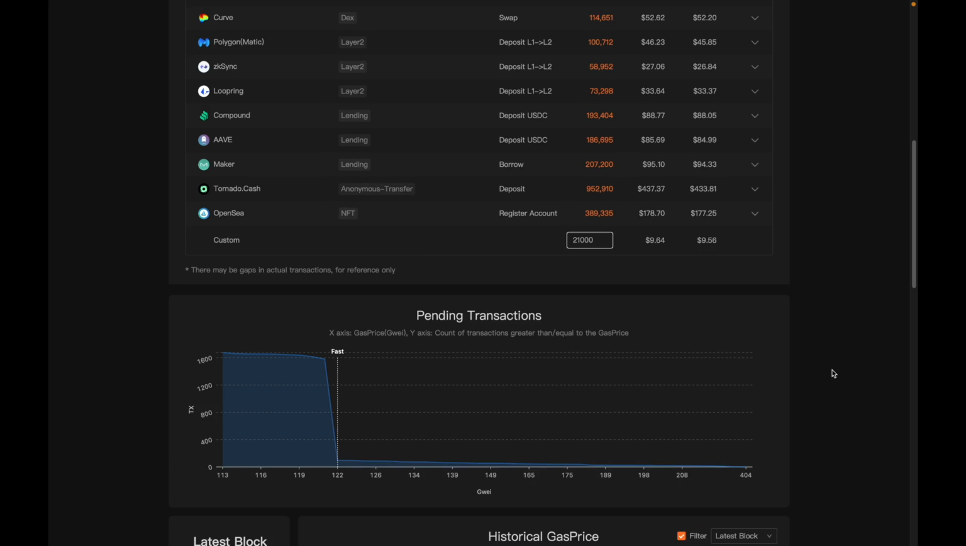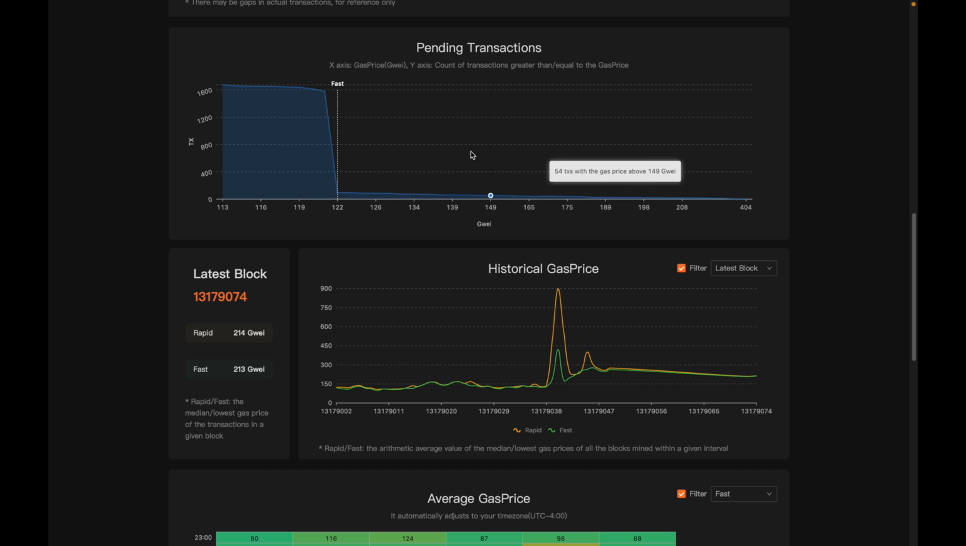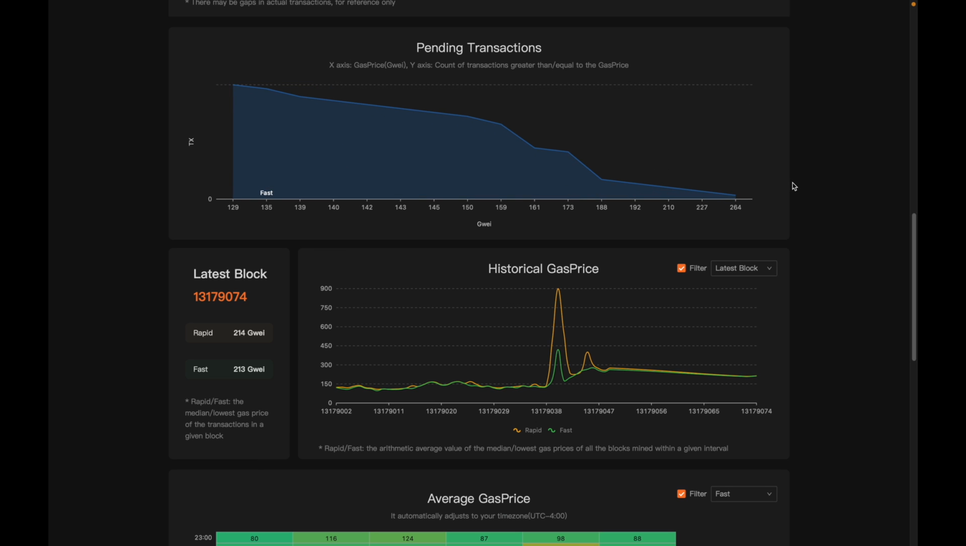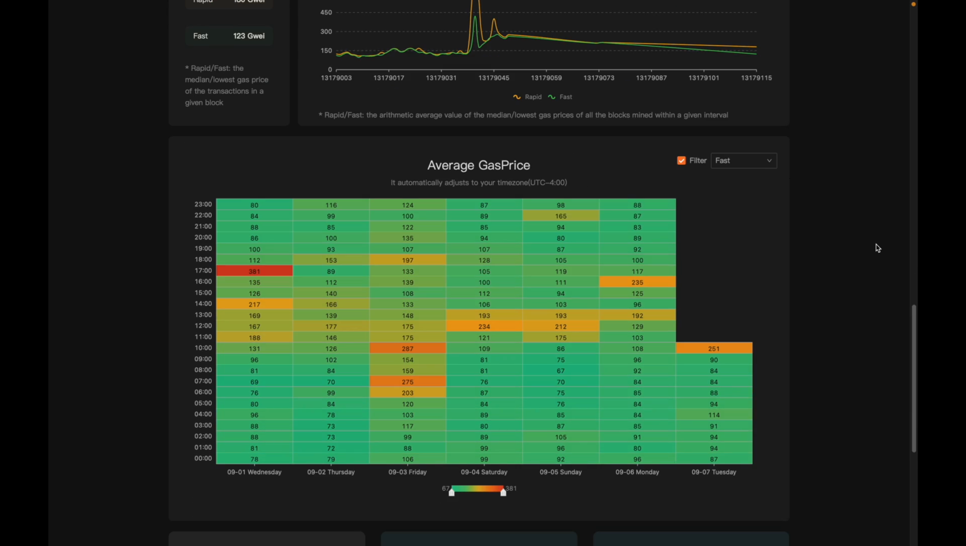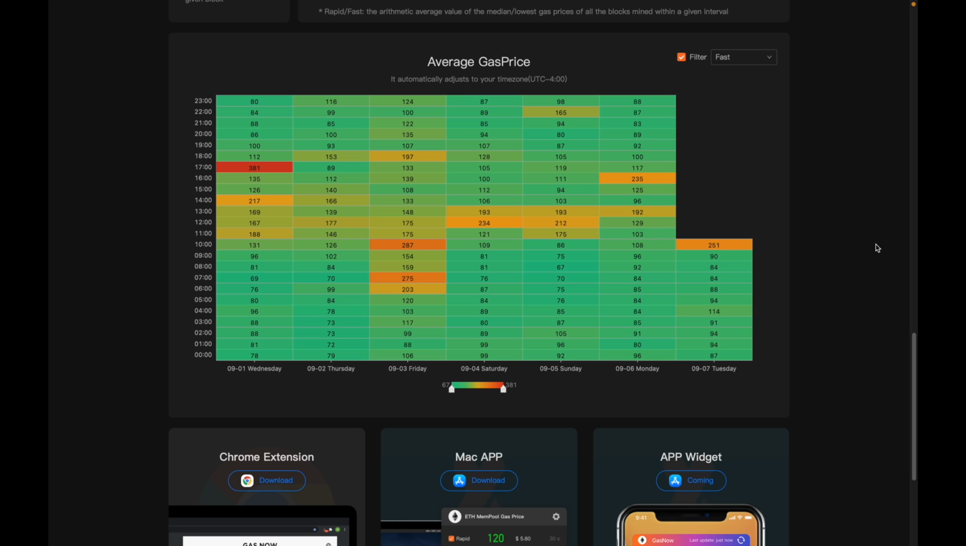Now, if we scroll down here, we can see that these are the pending transactions. And if we scroll down some more, we have some historical gas price data. And lastly, if we go down here, we can see that this is the average gas price based on the data for the past week. Right, so this is kind of good if you want to see ideally what is a good time to, I guess, send your Ethereum or your ERC20 tokens.